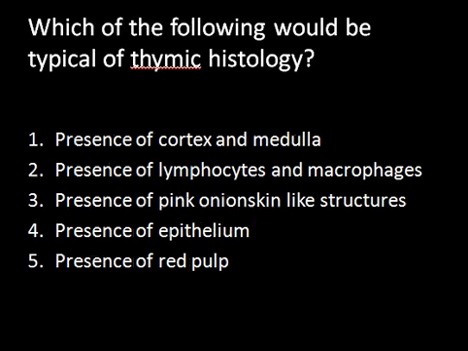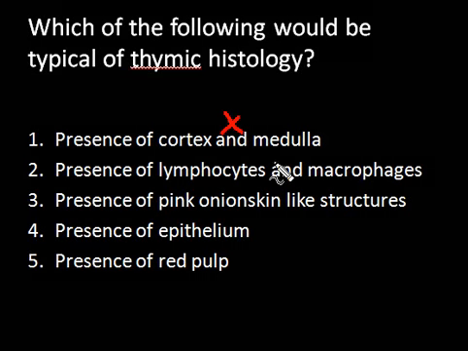So let's go to the first one, where it says which of the following would be typical of thymic histology. And it says typical of thymic histology, which means that this is only present in the thymus and nowhere else. So then the presence of cortex and medulla is not typical of thymic histology only, because this cortex and medulla are also seen in the lymph node.